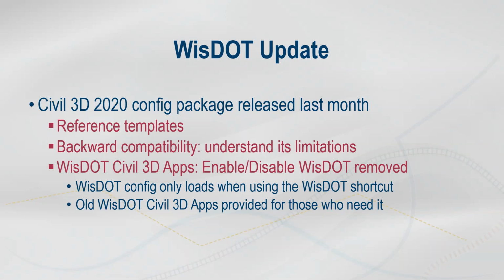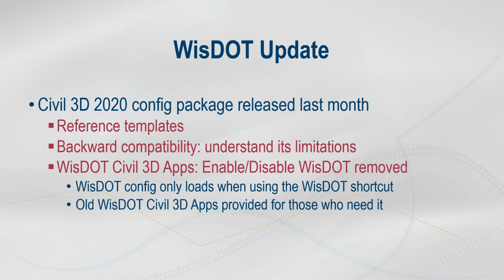We've actually retired that for one reason really, because of the way we've redone how the WizDot configuration is loaded when you start Civil 3D. Now the way it's set up, and this is for Civil 3D 2018 and 2020, is the WizDot configuration will only load if you use the WizDot Civil 3D desktop shortcut. If you don't use that shortcut, it will not load.